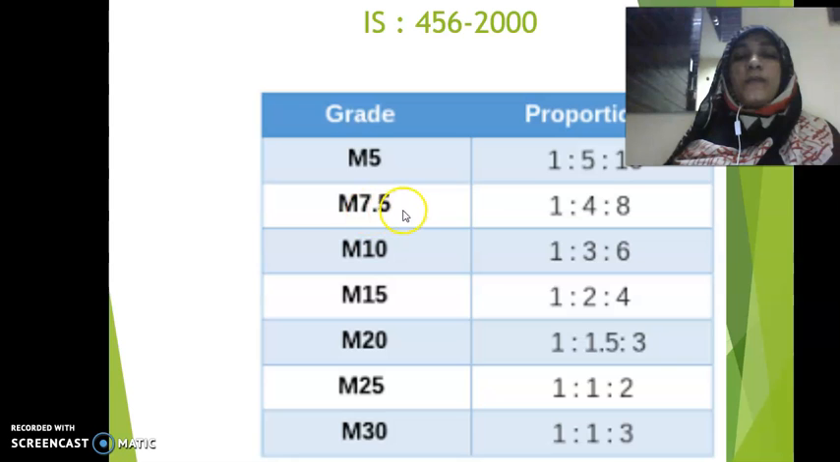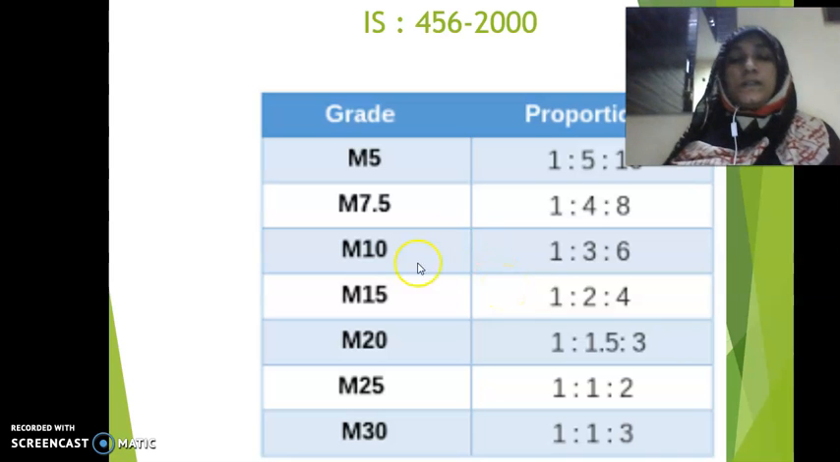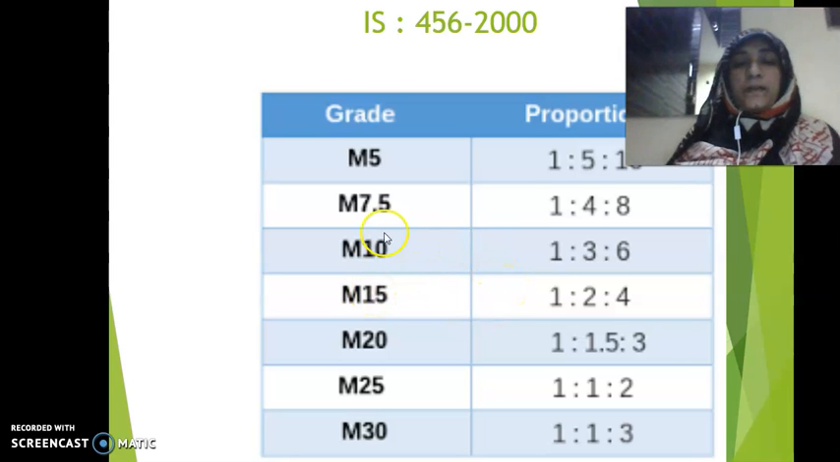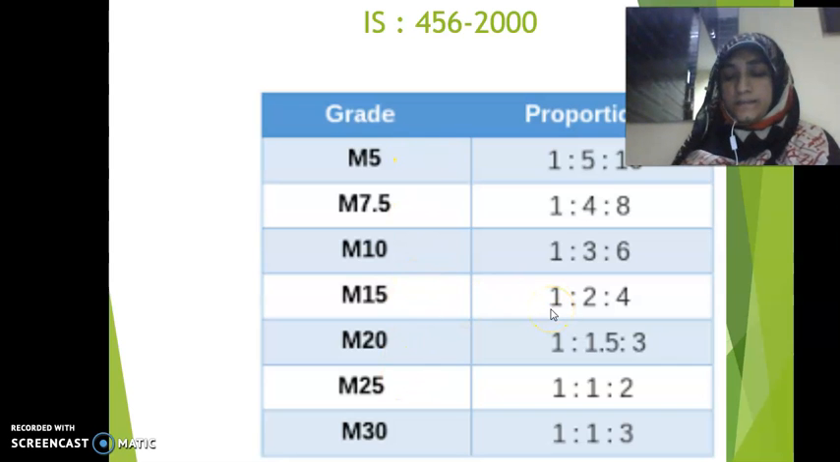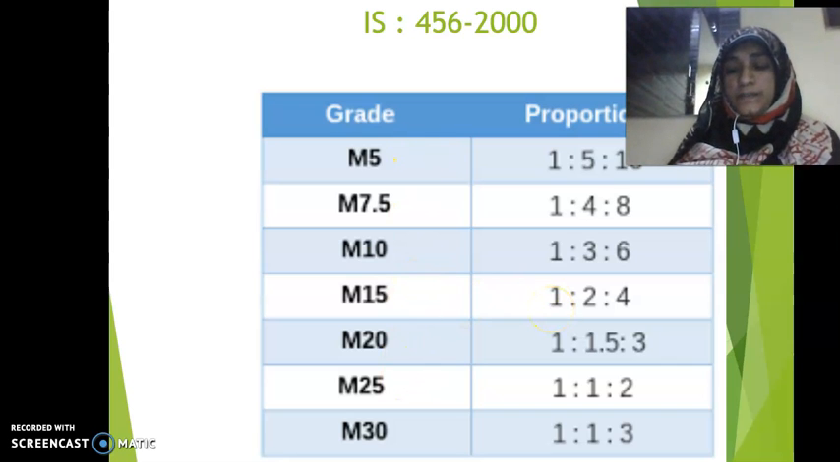The proportion of M7.5 grade is 1:4:8, and others are listed here. So you can see this. Other proportions are listed here. You can see this.